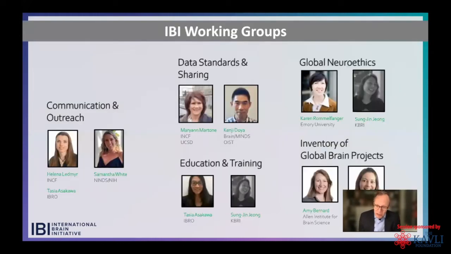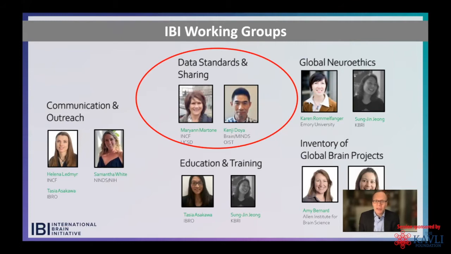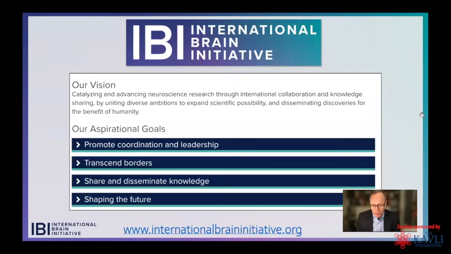And there we come into our working groups. There are five of them at this point in time. The global neuroethics group has been around for a long time and has delivered a number of outputs. As you can see, there are four other groups, and today we will focus on the data standards and sharing working group. They are producing various types of outputs, and these outputs should then speak to the aspirational goals of the IBI.